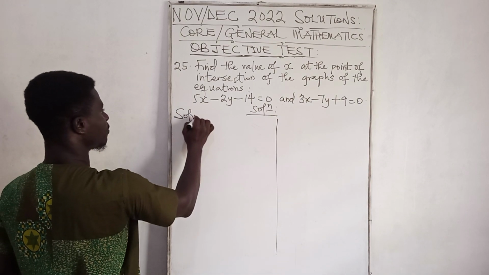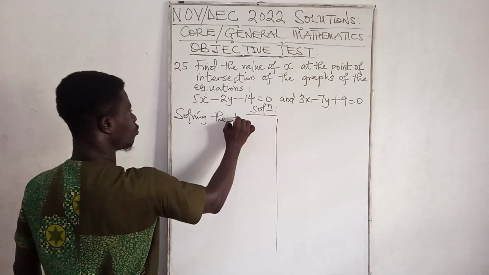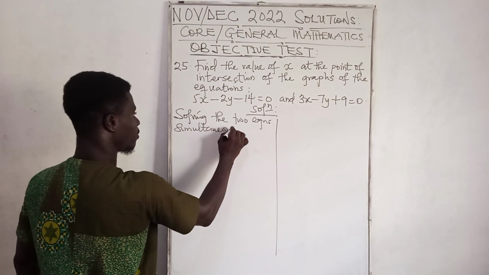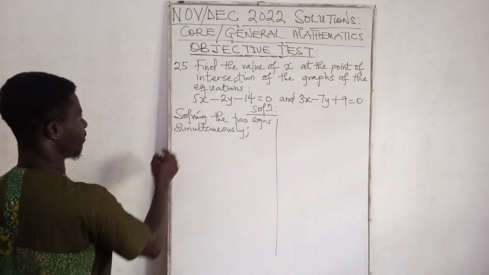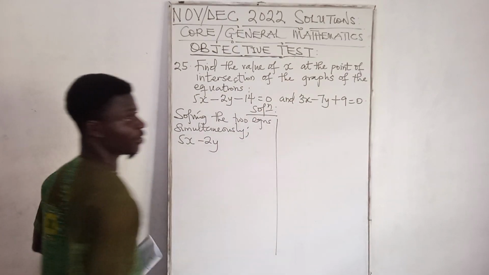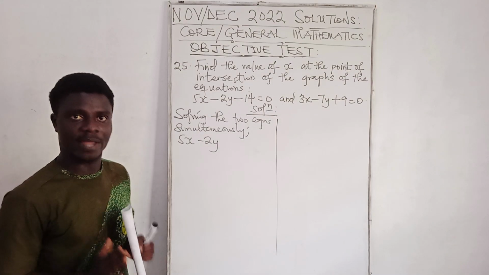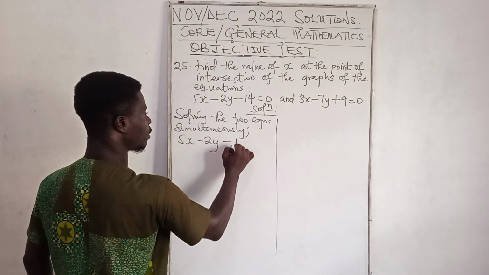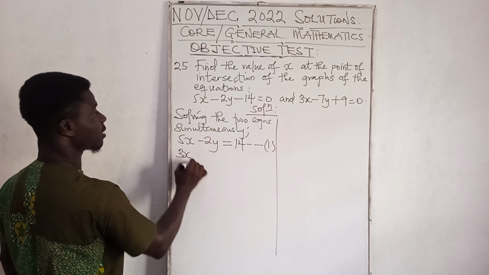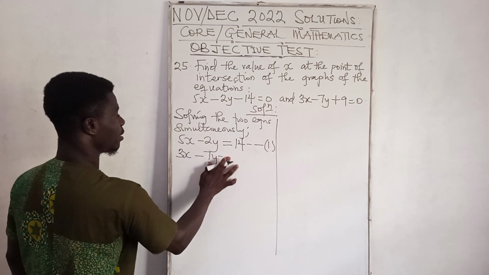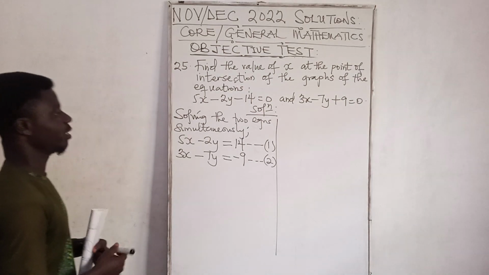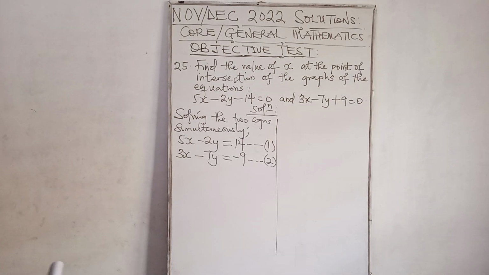So solving the two equations simultaneously, right? We are solving that at the same time. So I have 5x minus 2y. I have to send this minus 14 to the right hand side so that it becomes a correct simultaneous equation. So equals what? 14. I denote this one as equation 1. Then I have my 3x, then minus 7y. Then I equate that to what? Negative 9. So I get my equation 2.